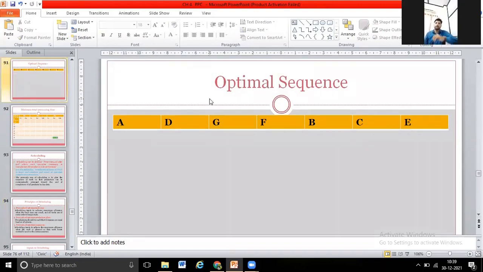So we will get the optimal sequence. You can write the optimal sequence as ADGFBCE. So this will be the optimal sequence.